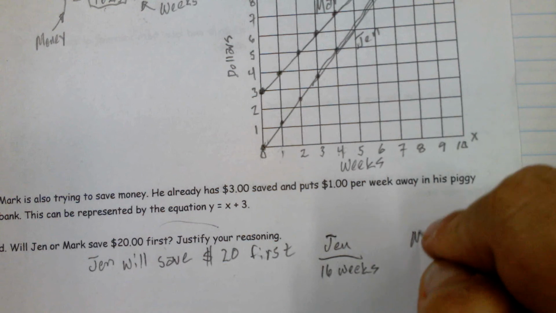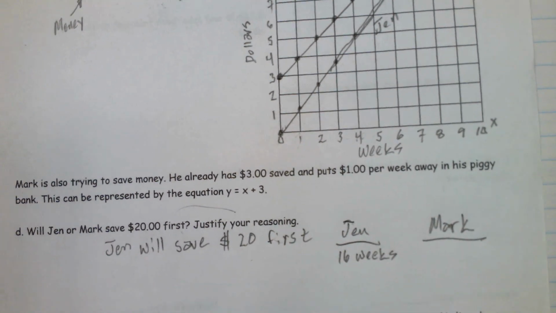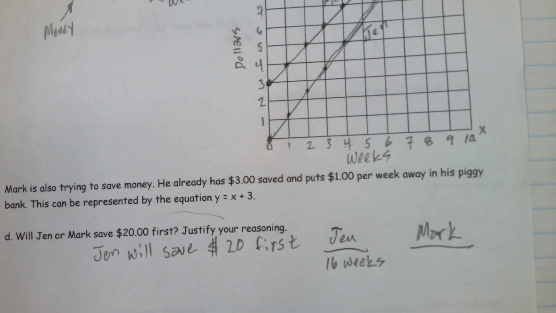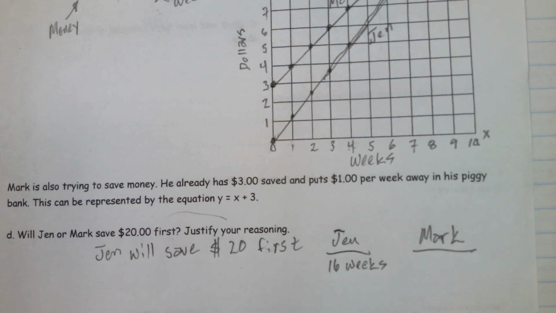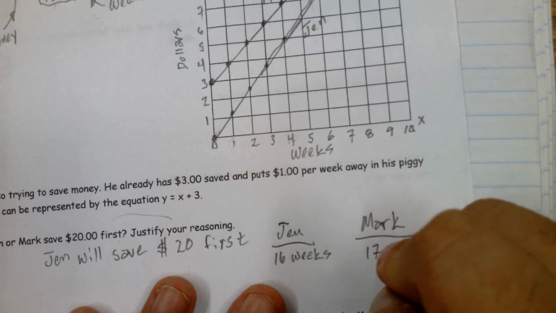Let's look at Mark. How long would it take Mark to save $20? Well, he started off with $3, right? And then you're adding $1 every week after that. So count up from 3 till you get to 20. It would take him 17 weeks.